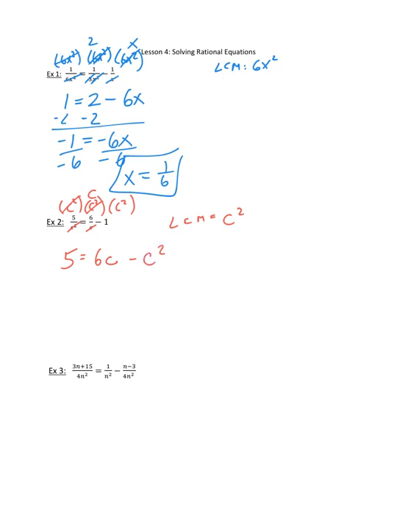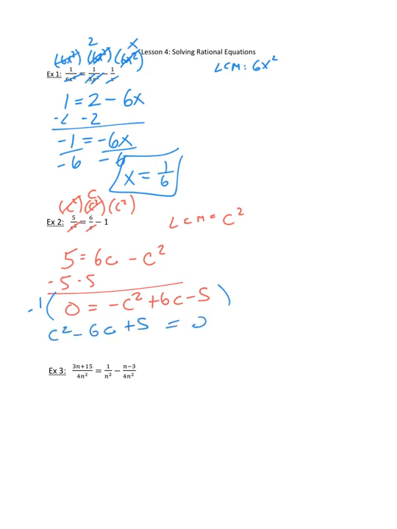Minus 1 times c squared is c squared. This is a quadratic. So since it's a quadratic, I have to set it equal to 0. I'm going to subtract the 5. I now have 0 equals negative c squared plus 6c minus 5. I don't want to have my c squared be negative. So what I'm going to do is multiply everything by negative 1, and that'll turn my c squared positive. I'm also going to reverse the order where I put the equals 0 on this side. So I'll have c squared minus 6c plus 5 equal to 0.